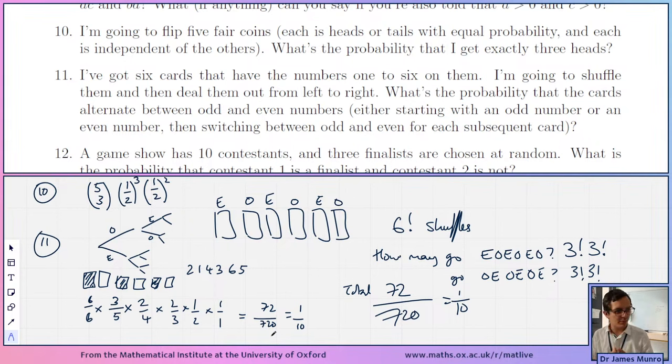I forgot to double it. It could be EOEOEOEO. I think I doubled it here. So I said this is 36. This is 36, and I did double it. Okay. Yes.